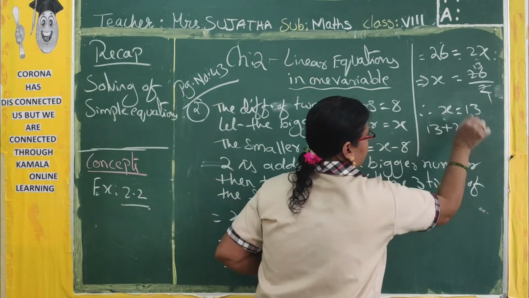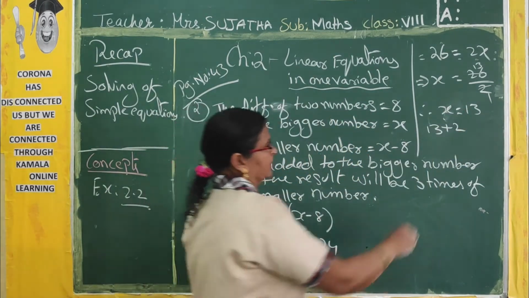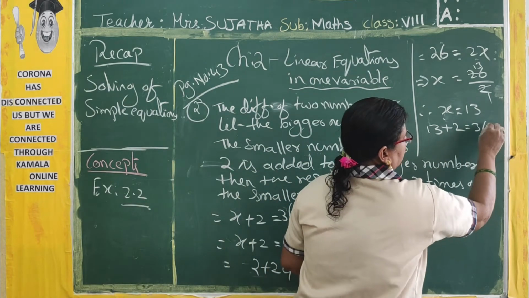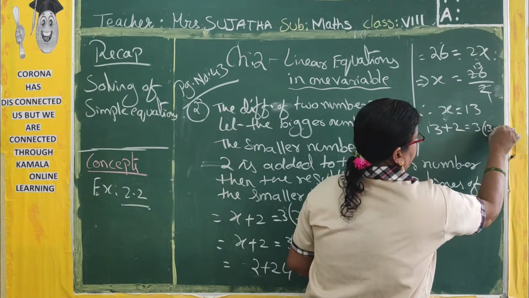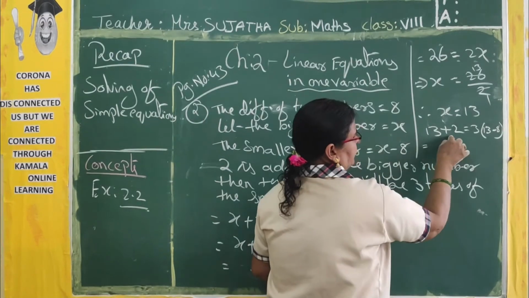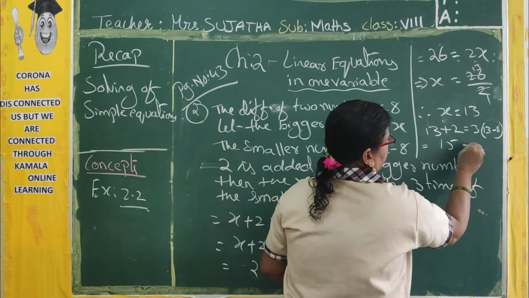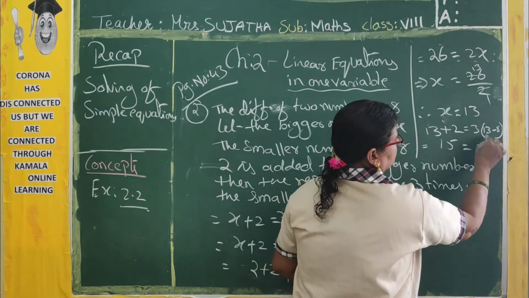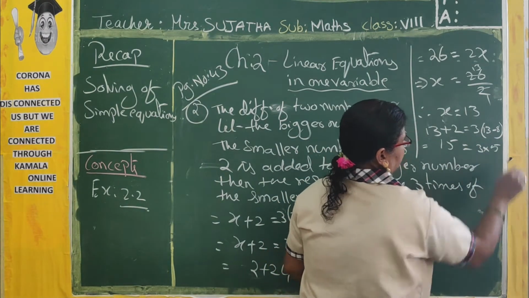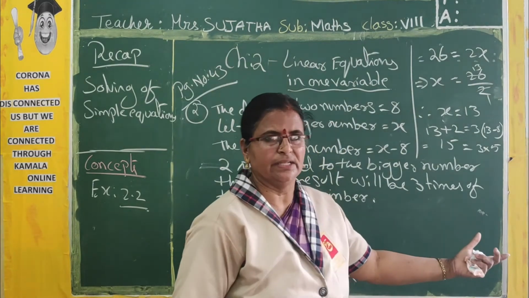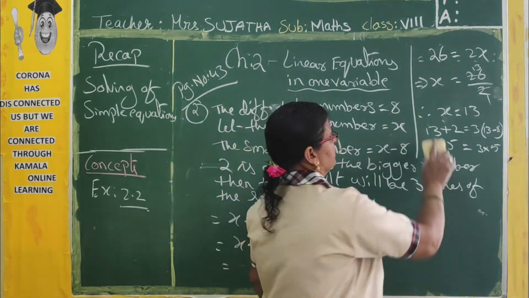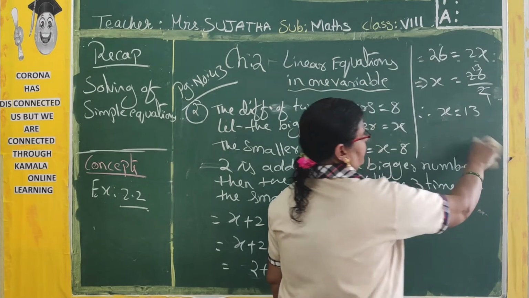So, for the bigger number I am adding 2. Then I have to get 3 times the smaller number. What is the x I got? 13 minus 8. Now, 13 plus 2, how much? 15. Now, 3 into 13 minus 8, how much? 5. 3 fives are 15. 15 is equal to 15. Check over now.